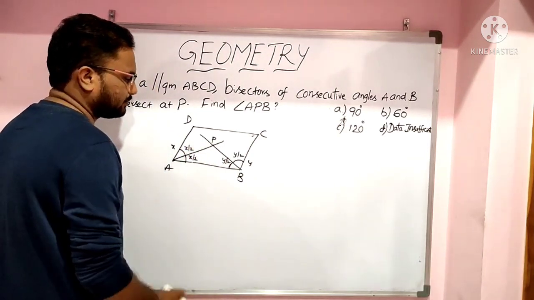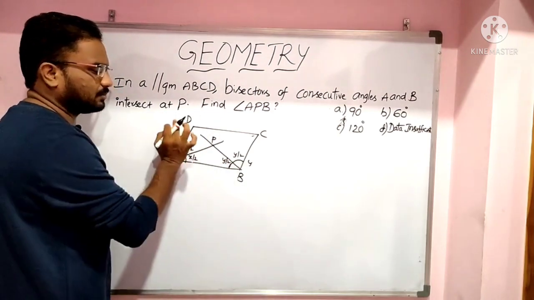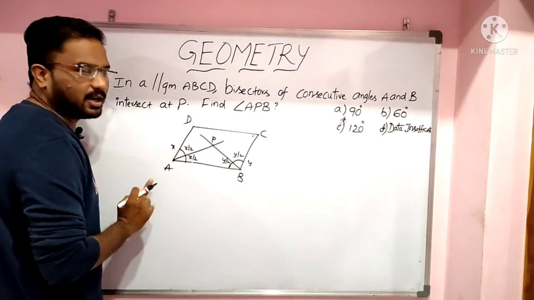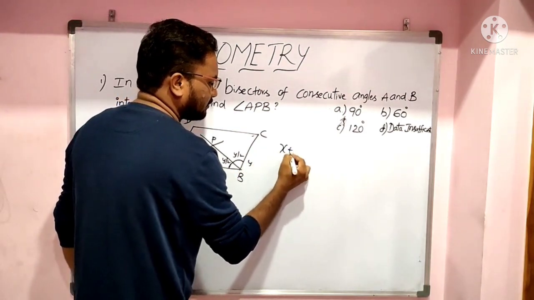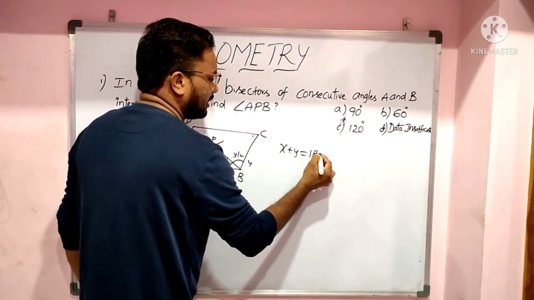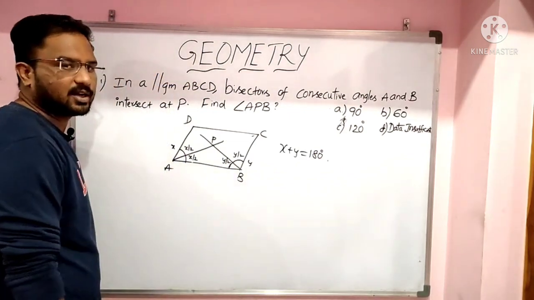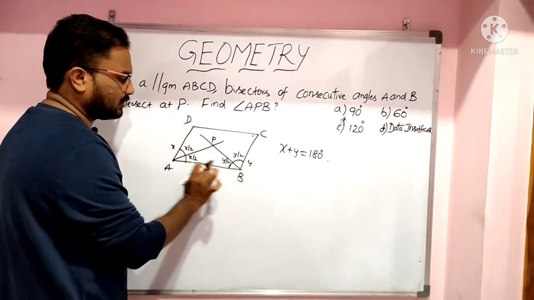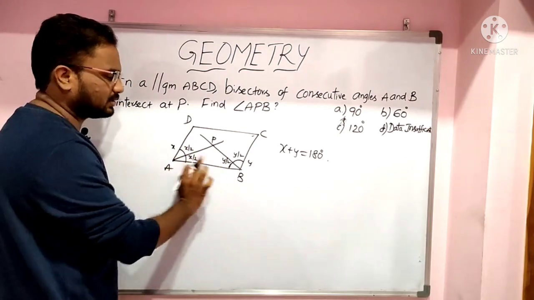Here this is a parallelogram. In a parallelogram the sum of the adjacent angles is 180 degrees. That means x plus y equals 180 degrees. So here this is a triangle. In a triangle the sum of the angles is 180 degrees.